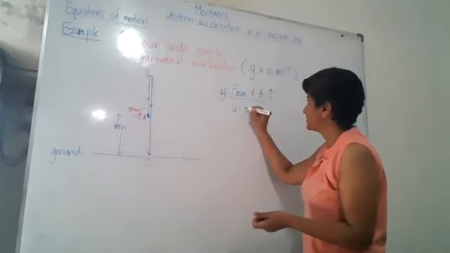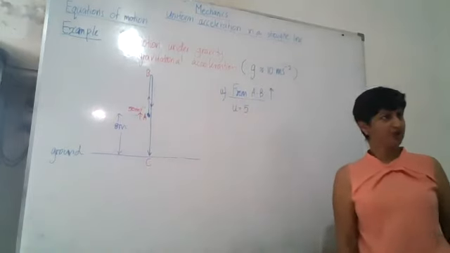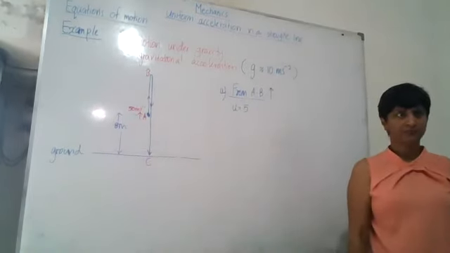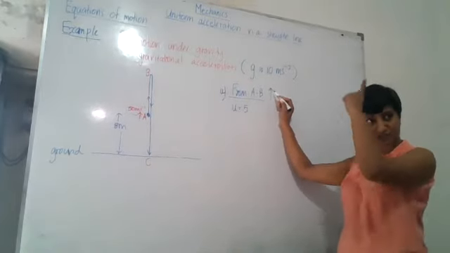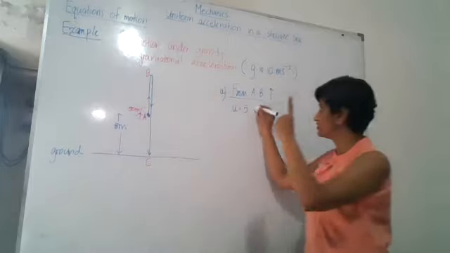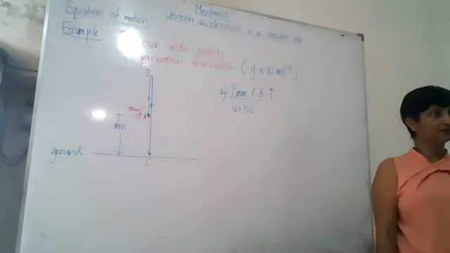So U is 50. Do we say plus 50 or minus 50? Plus 50, because we are applying it in that direction. That is my positive direction. So plus 50 is going up. No need to write units.